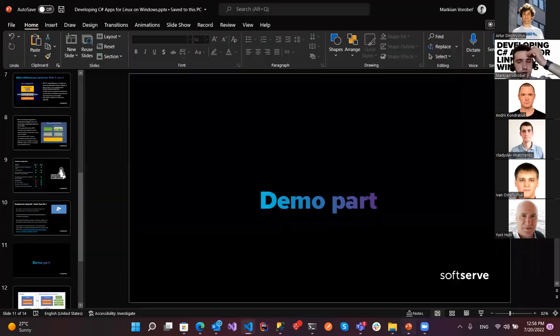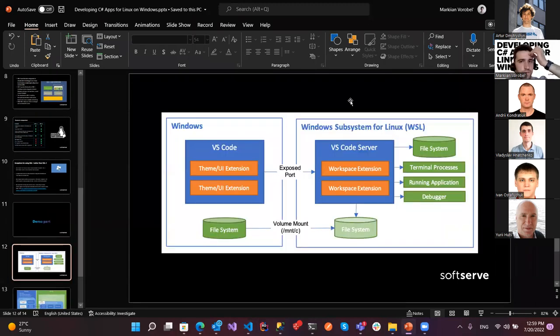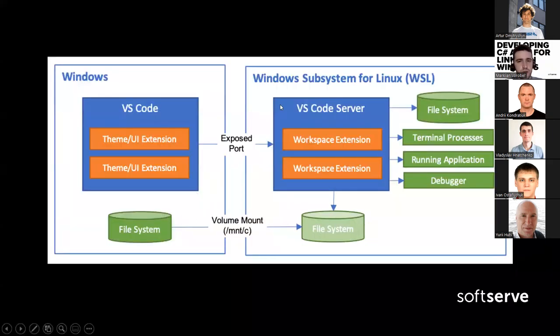So how it works, basically, integrating with WSL2: the Windows Visual Studio Code is running the UI only. It installs a tool called Visual Studio Code Server that actually runs inside of the WSL distro, and it's performing all the job. So de facto, you're using Windows, but you're working with Linux.